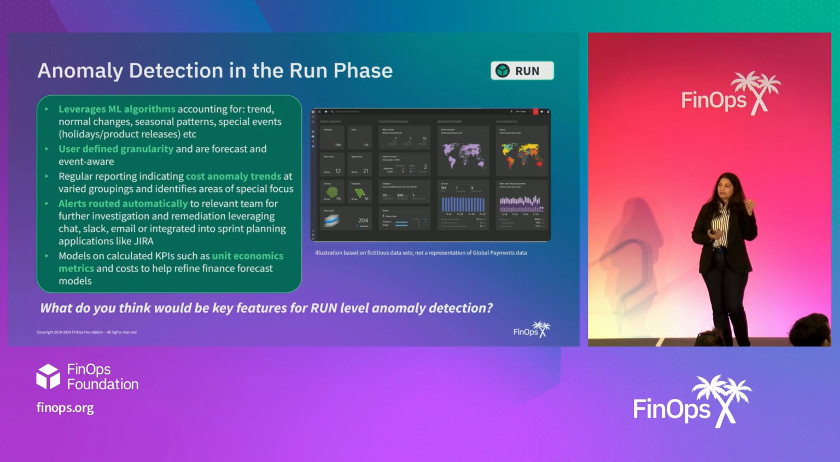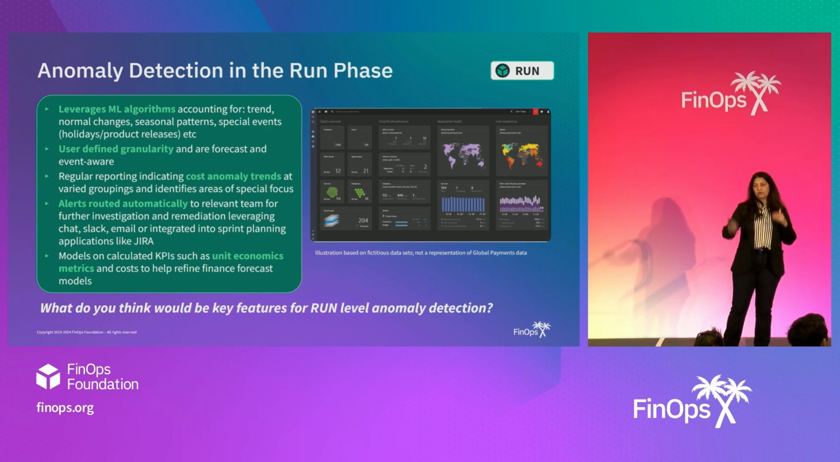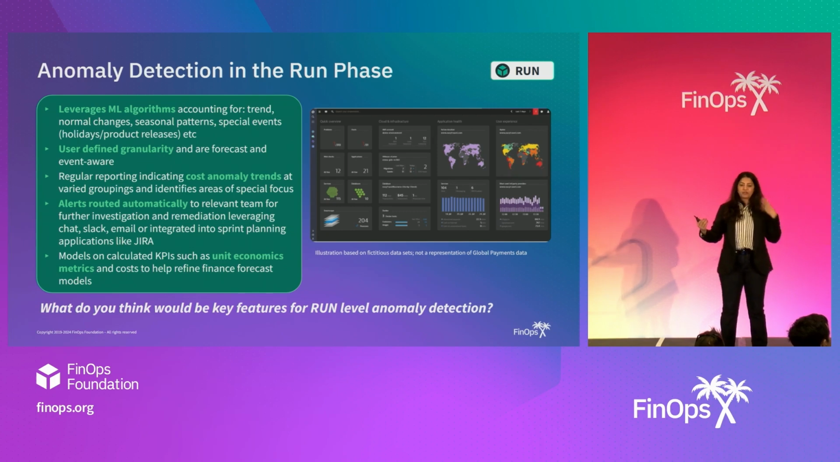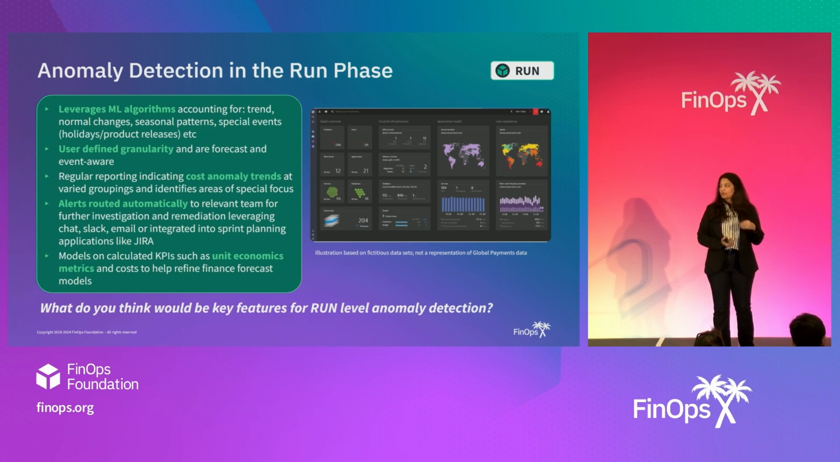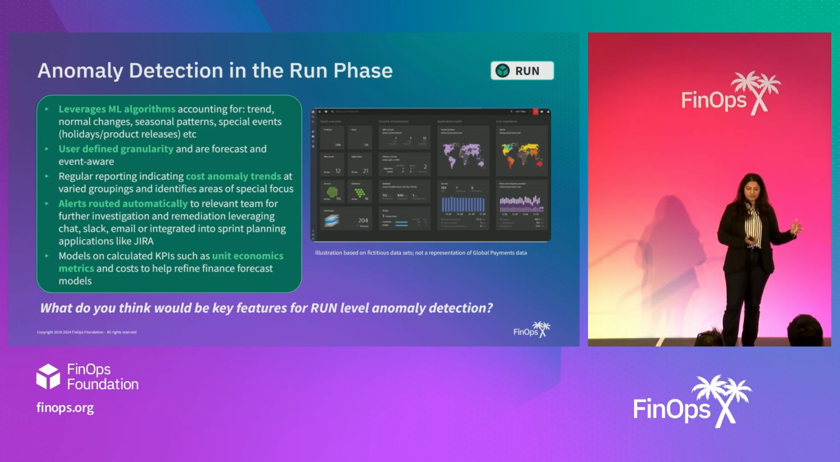Or like what granularity, like you can go all the way down to your container level, or you can go all the way up to your segment level, and you're able to look at it across the board. And reporting and anomaly trends and KPIs and all of that should be something that is part of that run level anomaly detection model. And alerts are routed automatically. The resolution time is pretty fast to where people are aware that whatever does come through is usually a true anomaly. It is not a false positive.